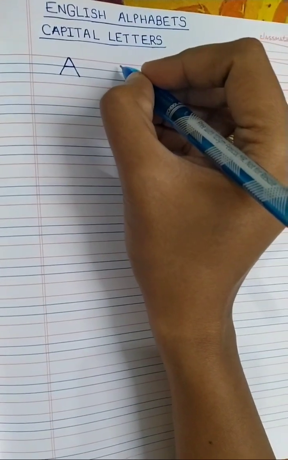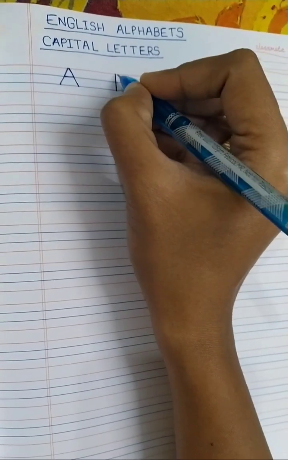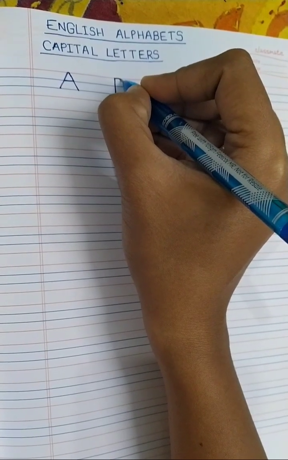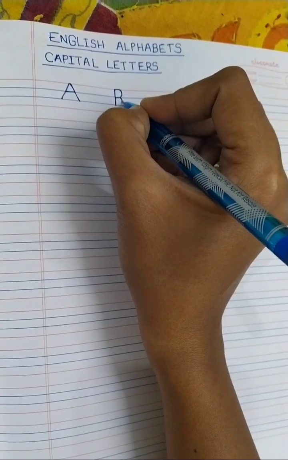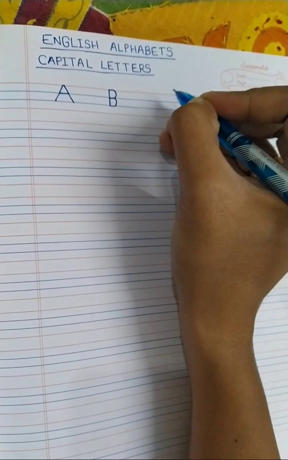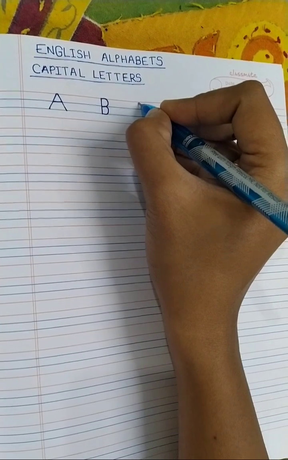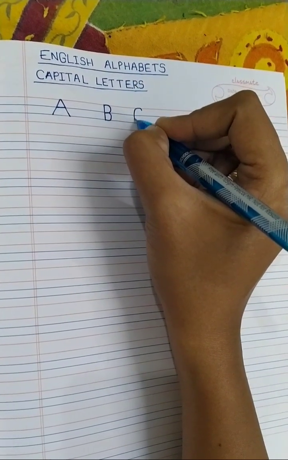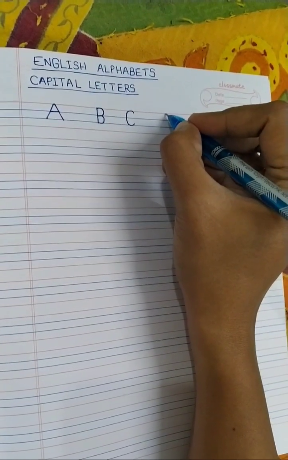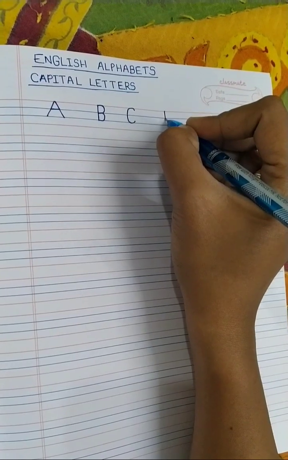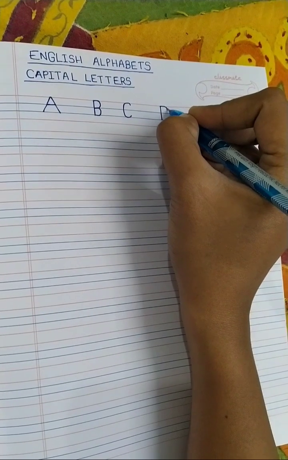Next letter is B. Draw a standing line from first red line to second blue line, a curved line from first red line to first blue line, another curved line from first blue line to second blue line. Next letter is C. A whole curved line from first red line to second blue line. Next letter is D. A standing line from first red line to second blue line. A curved line from first red line to second blue line.